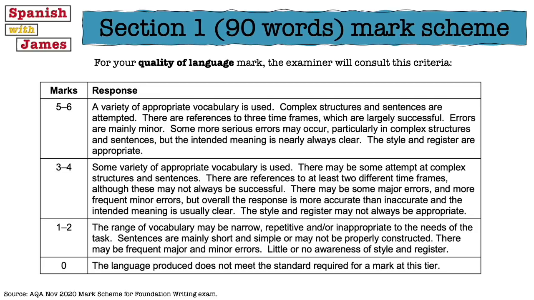Your errors are mainly minor, but you can make some serious errors and still get into this top band, especially if those errors happen in more complex, more complicated sentences that you're attempting. The key thing is that the intended meaning is not always clear, but nearly always clear. So if you were to say these things to a native speaker, they'd get more or less what you're trying to say. And then finally, the style and register are appropriate. So if it's a blog, it reads like a blog. If it's a letter, it reads like a letter.